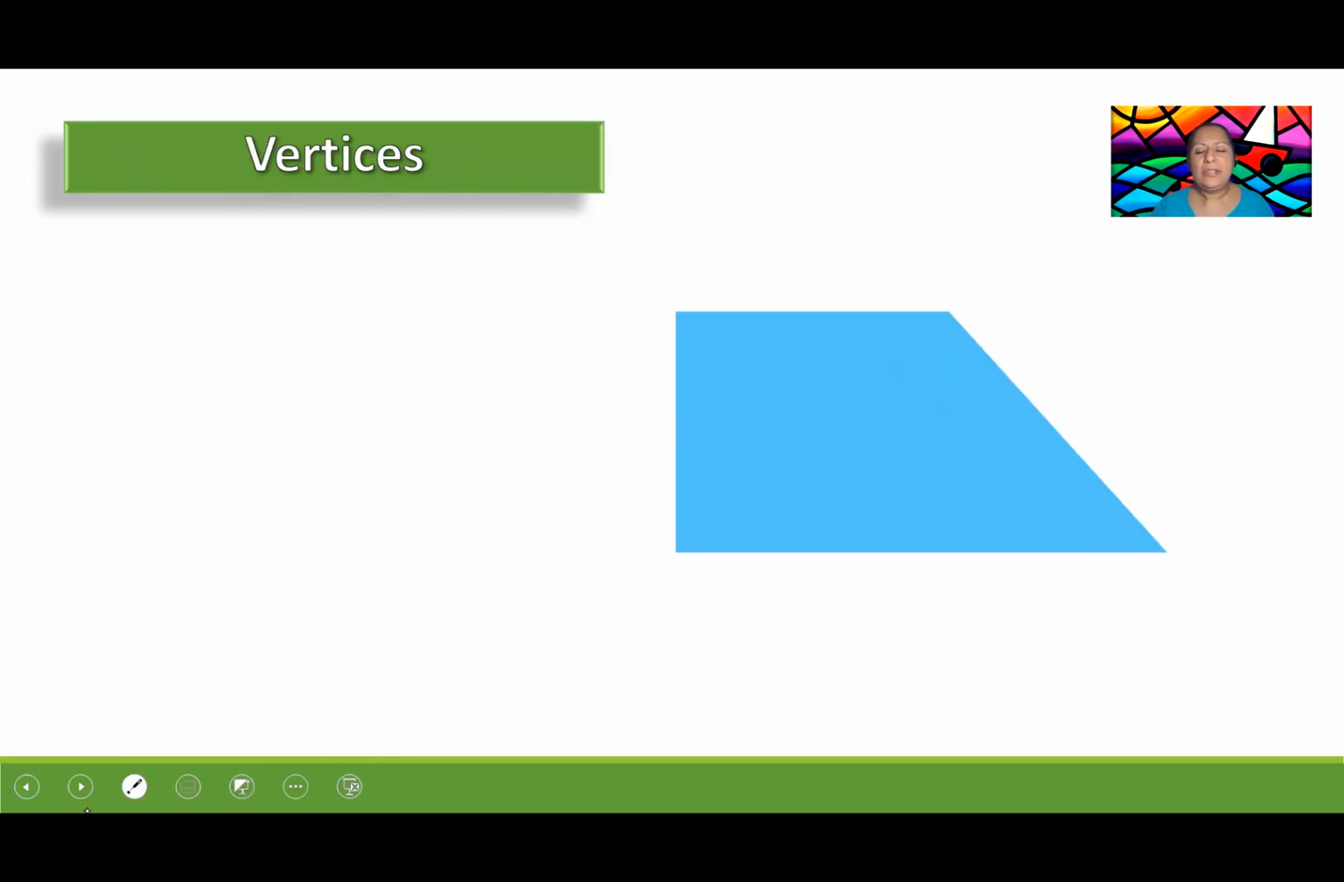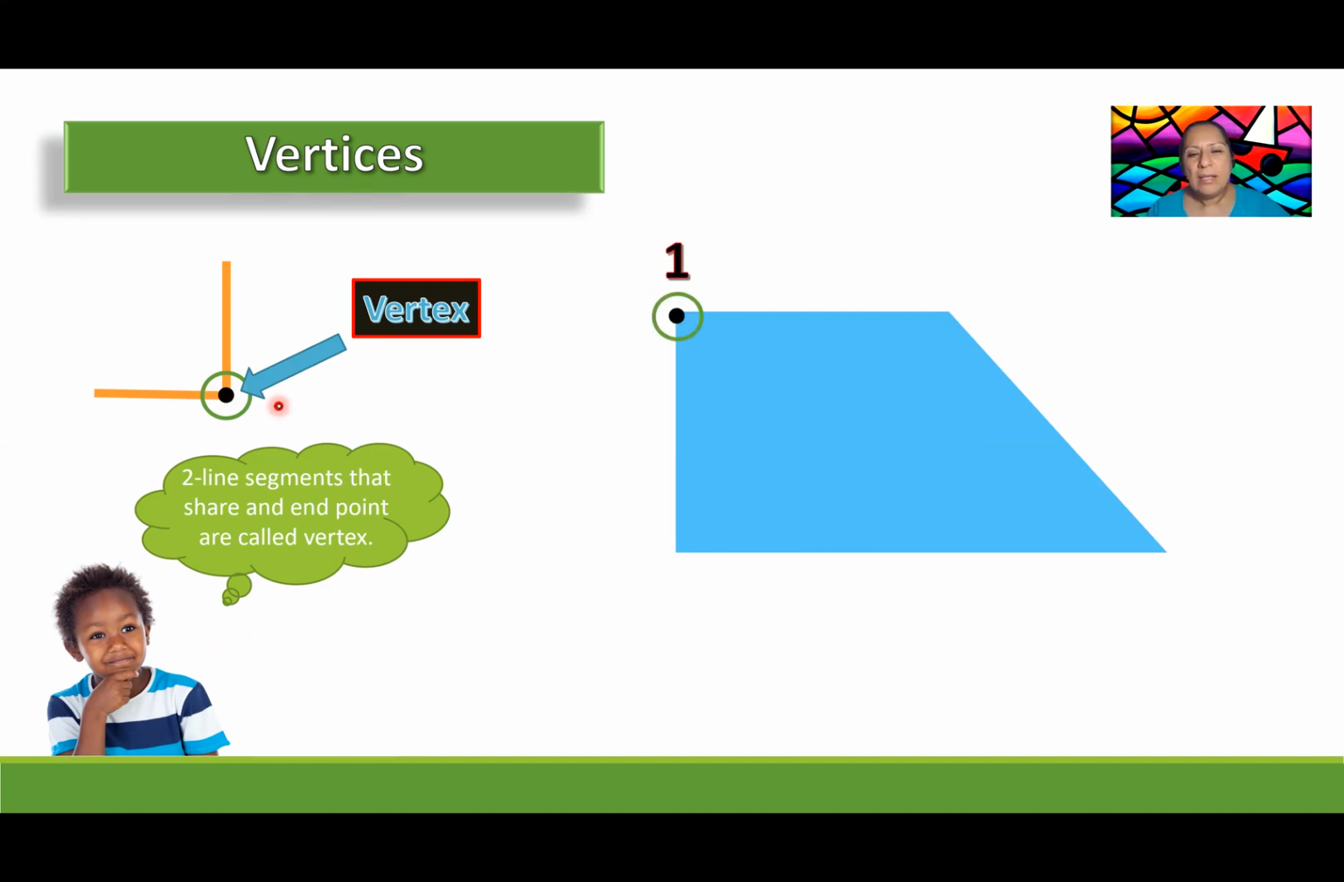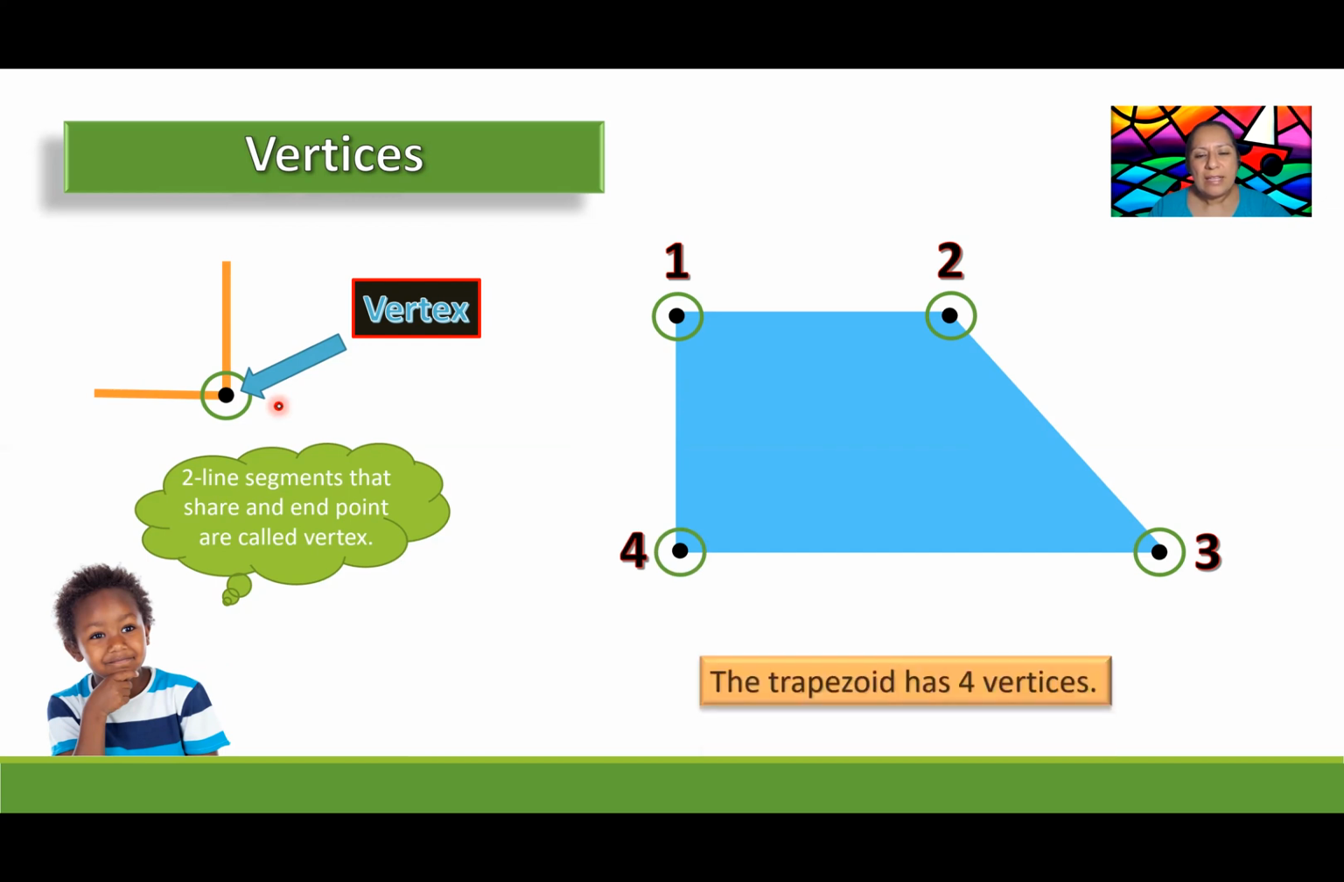Now, let's talk about vertices. If you recall, a vertex is made by 2 lines that share an endpoint. So, if you notice, we have here 2 lines, and they're sharing this endpoint. So, this endpoint is called a vertex. So, let's see how many our trapezoid has. That's 1 vertex, 2 vertices, 3 vertices, and 4 vertices. So we can tell that the trapezoid has 4 vertices.